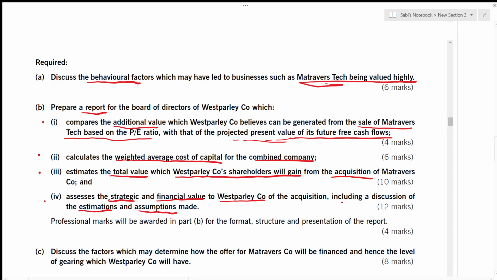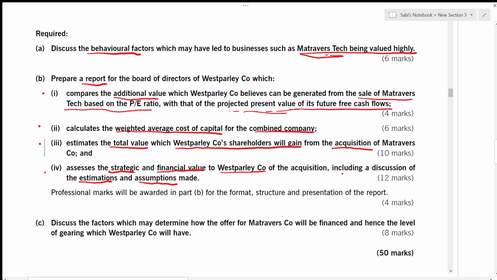And finally, part C. Part C is not included in part B. It does not come inside that report. It's separate, right? Only part B is for the report part. So part C is different. Discuss the factors which may determine how the offer for Met Rivers will be financed and hence the level of gearing which West Parley Company will have.